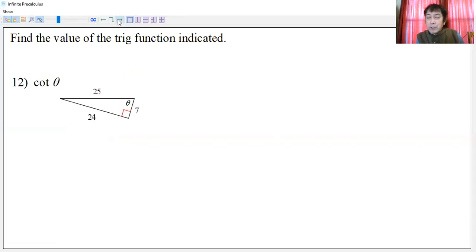Okay, here's number 12 with a diagram. Find the value of the trigonometric function cotangent of theta. Here is cotangent of theta. Here's the theta. We shall put another name to it. Let's name it with angle A. And opposite that angle is the 24. So this must be the opposite side. And adjacent to that angle is the 7. So this must be the adjacent. And of course, the 25, which is the longest side, must be the hypotenuse.